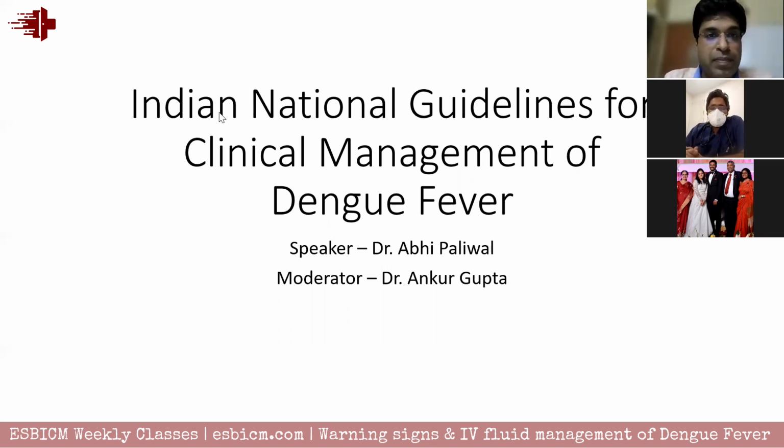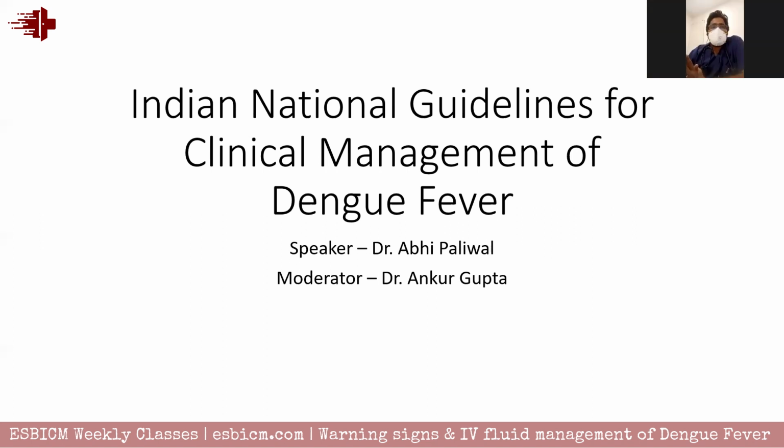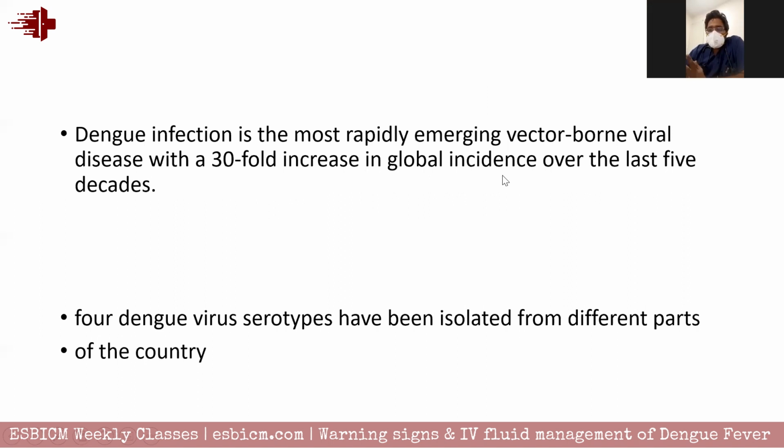Good evening, everyone. As sir has already told, our topic for today is warning signs and IV fluid management in dengue. As we all know, dengue is one of the endemic diseases going on now. It is a vector-borne viral disease. There are 4 serotypes of dengue: dengue 1, 2, 3, and 4. And we know about the incubation period, which is around 4 to 10 days.